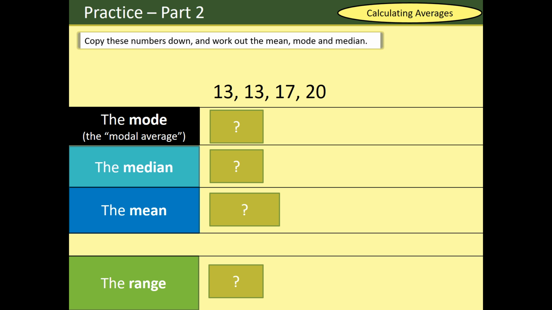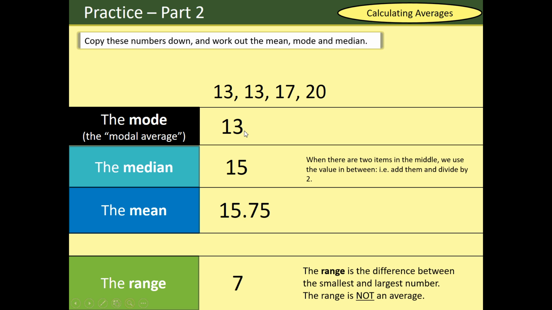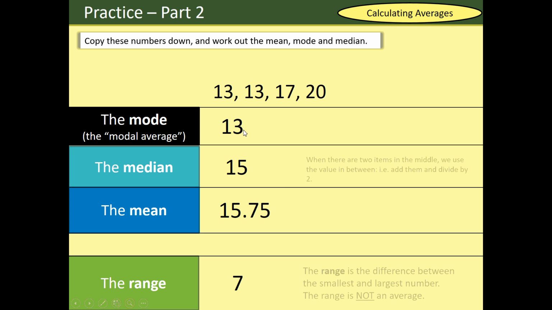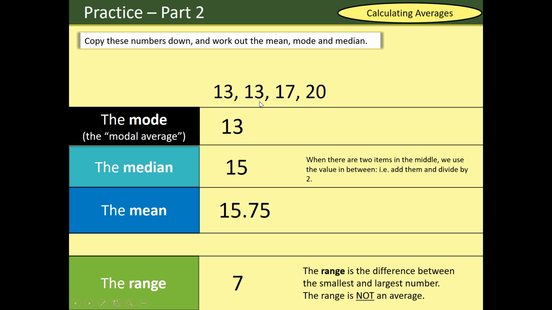Right, and so the mode, it's 13. The median is 15. So when there's 2 numbers in the middle, we use the value between them. Remember yesterday we saw 2 ways of doing that. We could do 13 plus 17 to get 30 and divide it by 2 to get 15. Or we could do 17 minus 13 as 4. Half of 4 is 2, and then 13 plus 2 would be 15. You can then check it by going, oh, 15 plus 2 would be 17. So yeah, it's halfway between them. The mean, you add them together, divide it by 4, you get 15.75.